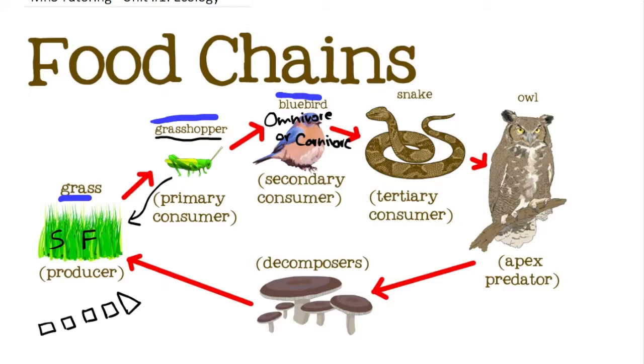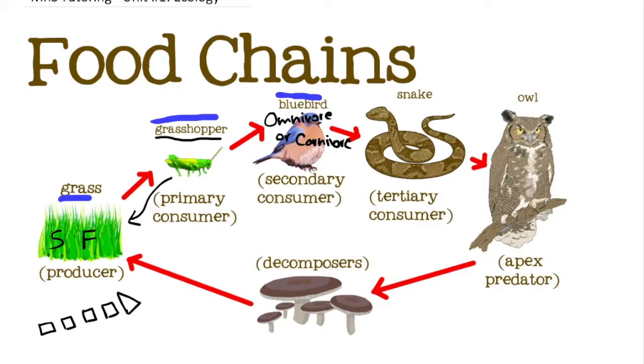So now let's move on to the last actual living organism in the food chain, which is the owl. The owl is the apex predator, as there's nothing it can be eaten by, and it's on top of everything in the food chain.